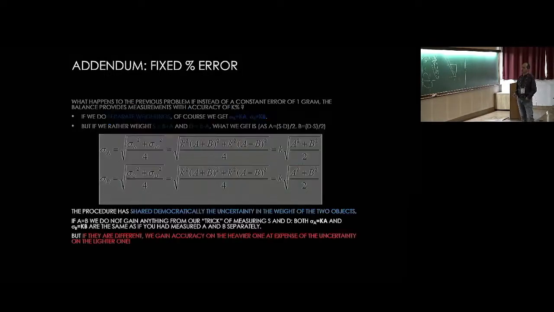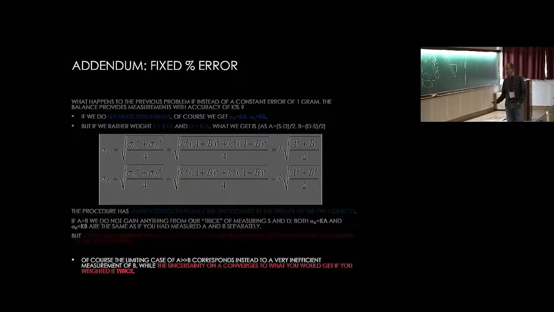So if the two objects have equal weight, you have not done anything, of course. But if they are very different, we can gain accuracy on the heavier object at the expense of lower accuracy on the lighter object. And this might be practical, who knows?